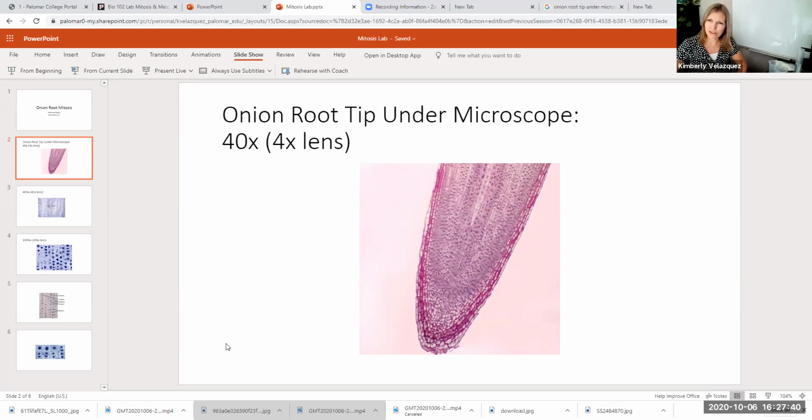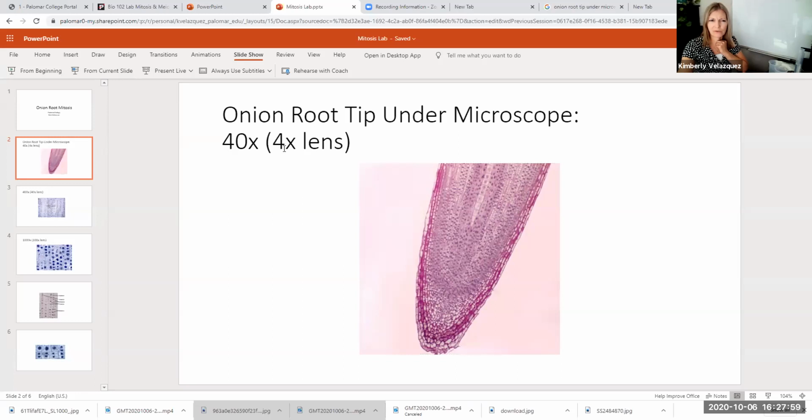So the cool thing about that is you can see cells at different stages of cell division as that root tip is dividing. The cells closer to the top are a little bit older. These at the tip are rapidly dividing and becoming bigger. So this is what you would see when you first put it under.